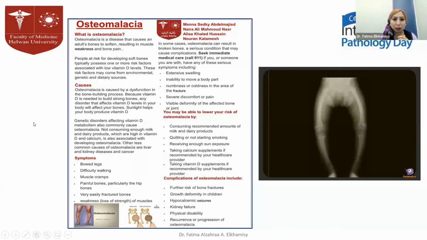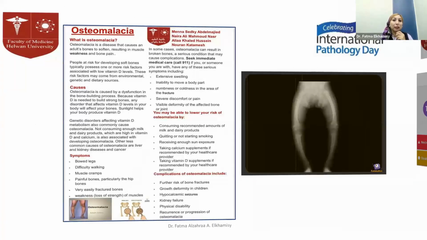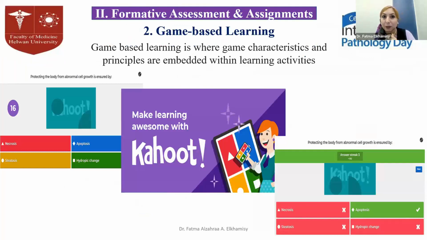So, I'm sorry. Rickets. This was for the assignments. For continuous formative assessment, we assess students after each lecture online via a game-based learning platform, which was Kahoot. Kahoot is a freely available game-based platform. At first, I want to clarify what is game-based learning. Game-based learning is where learning is mixed with elements of the game.